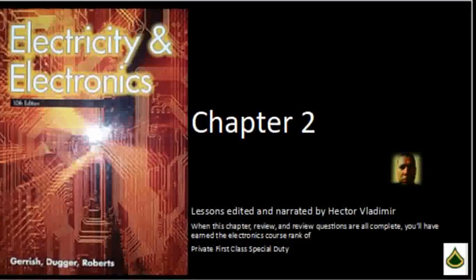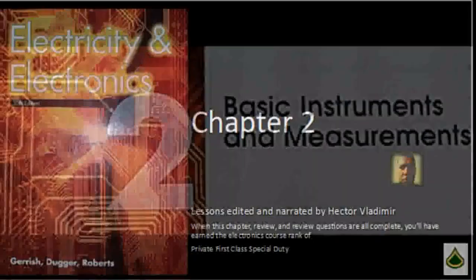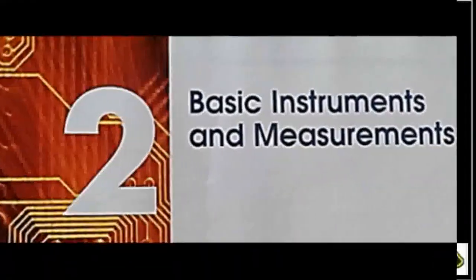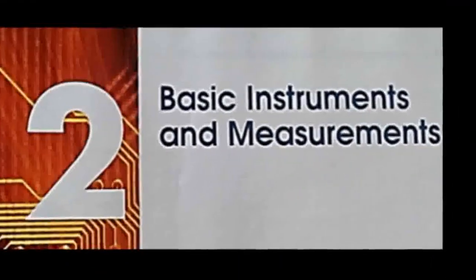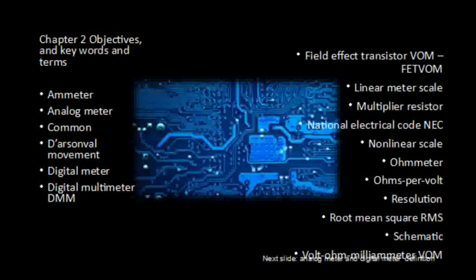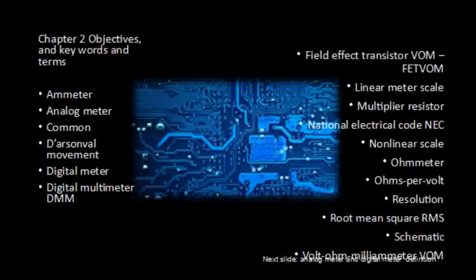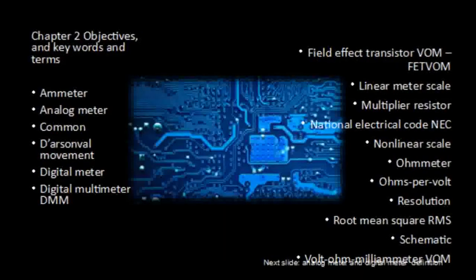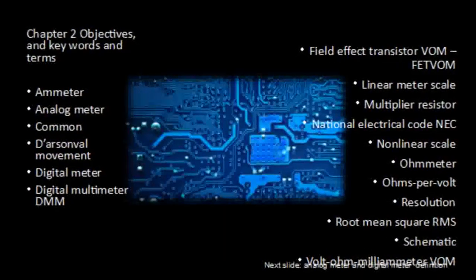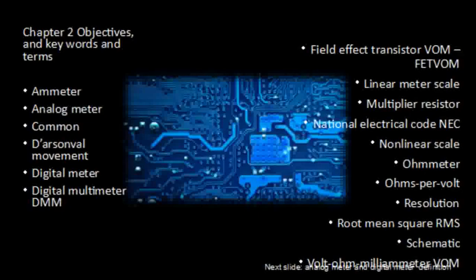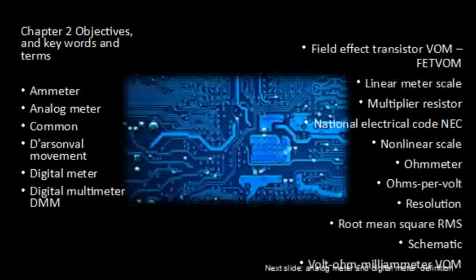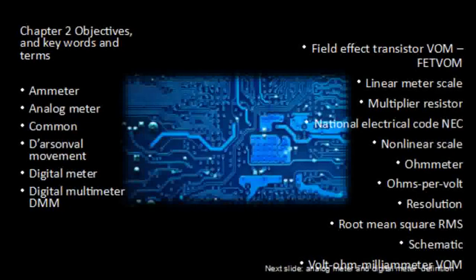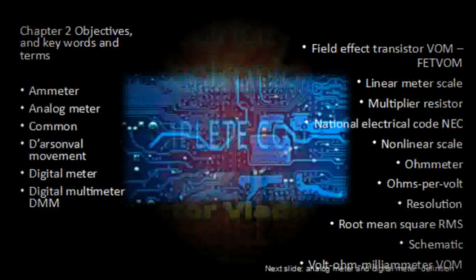Ammeter, analog meter, common, D'Arsonval movement, digital multimeter or DMM, field effect transistor volt-ohm-meter, VOM or FETVOM, linear meter scale, multiplier resistor, and the National Electric Code. Other words include nonlinear scale, ohmmeter, ohms per volt, resolution, root mean square, RMS value, schematic, shunt, volt-ohm-meter or VOM.